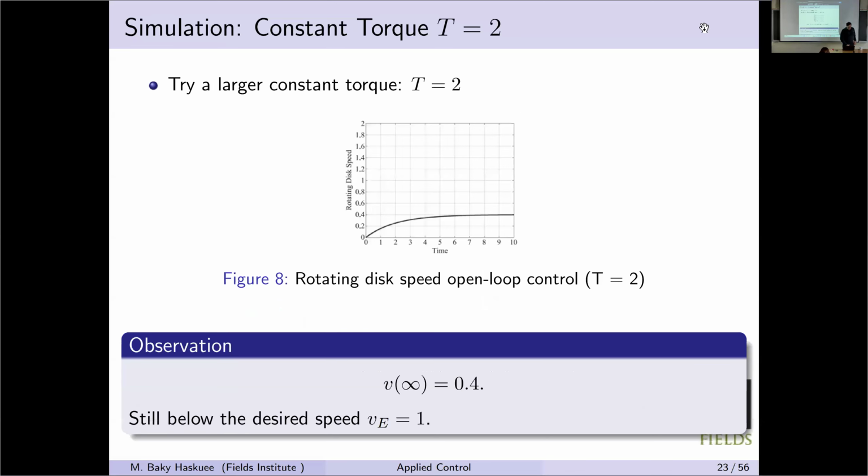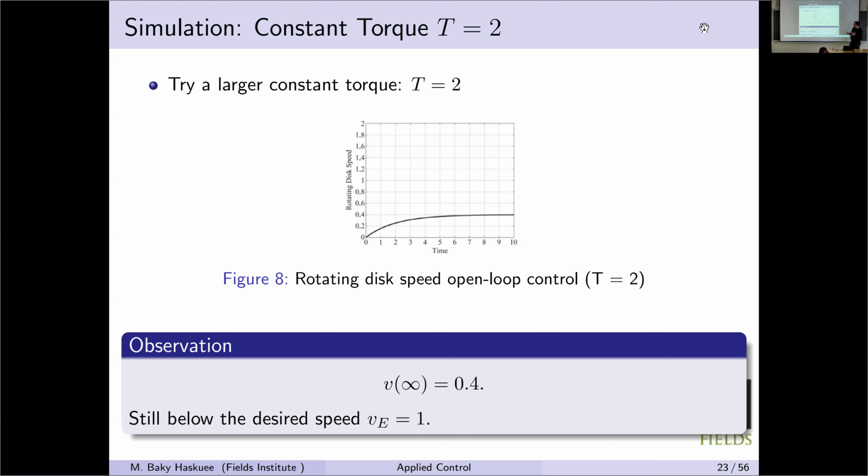So let's simulate another one. We set T equal to 2, okay? And then we observe that the performance of the system is that the rotation starts from 0 and reaches 0.4 after 10 seconds. Okay? After 10 seconds, it will reach this point. So now, as you see, again, the performance is much below the expected speed that we expected. Okay? Is it clear?